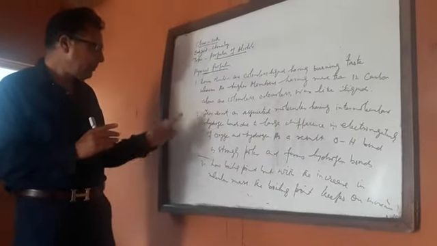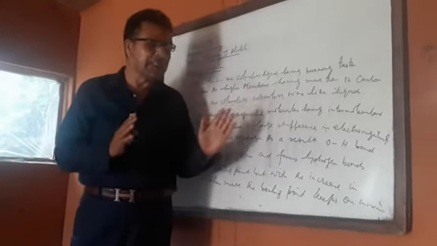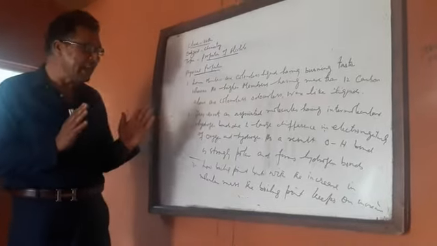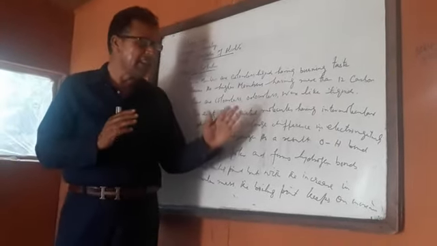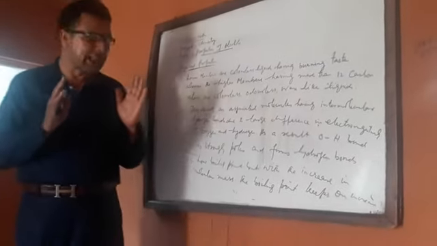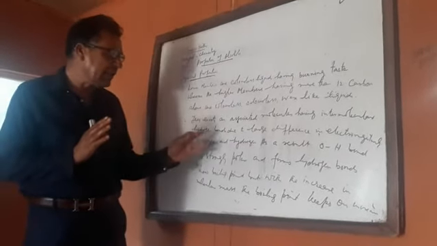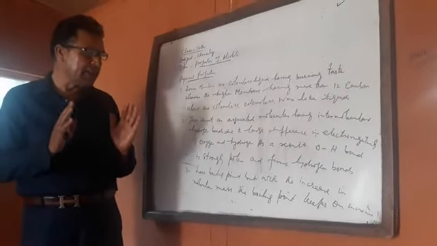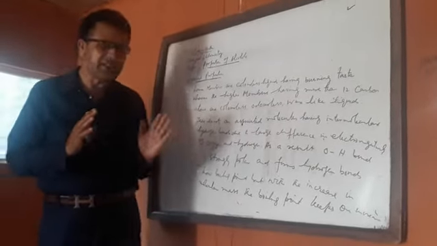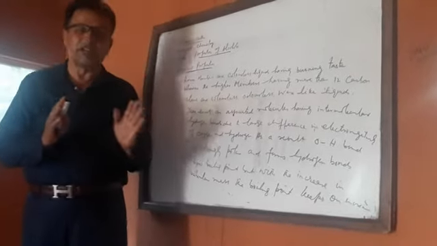Number 2, they exist as associated molecules having intermolecular hydrogen bonds due to large difference in electronegativity of hydrogen and oxygen. As a result, the OH bond is strongly polar and forms hydrogen bonds.